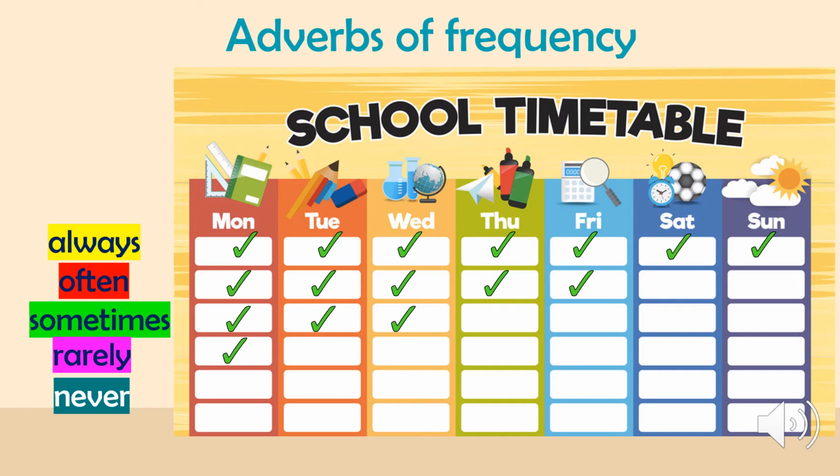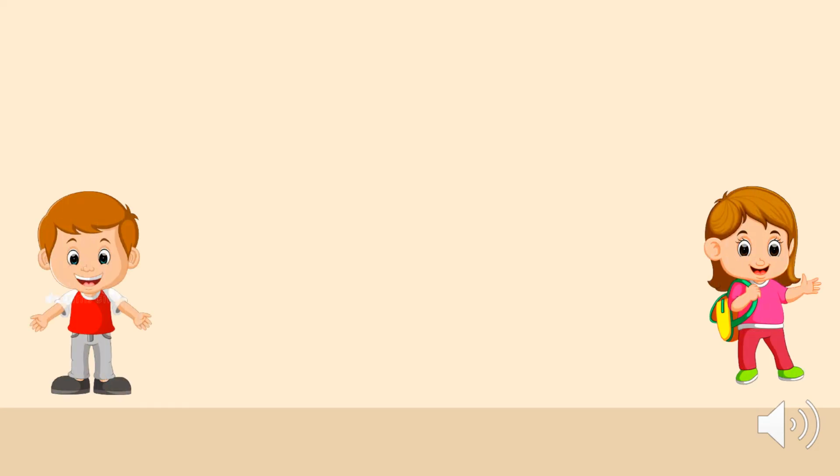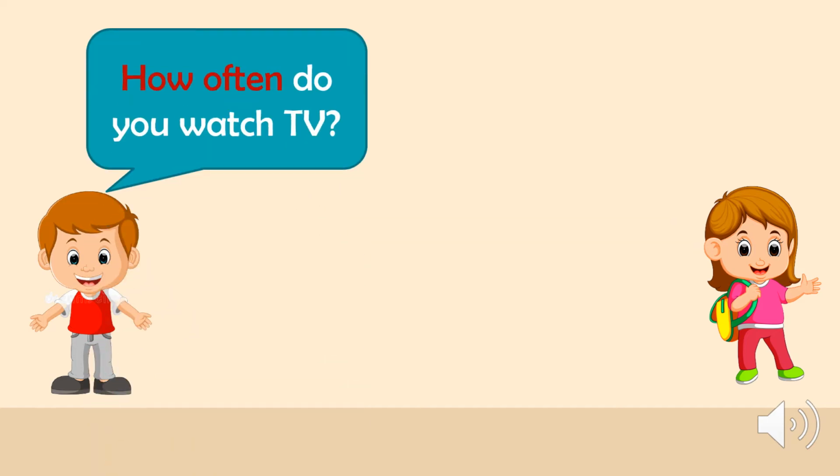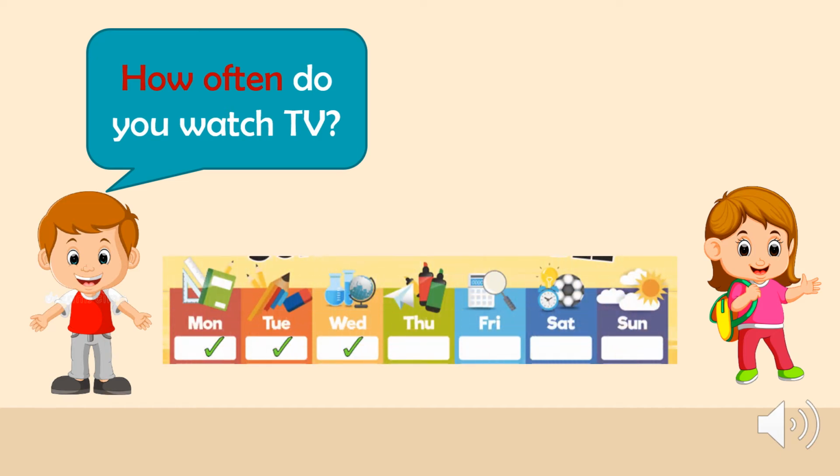Okay? Let's look at my example here. I have two friends, the boy and the girl. Okay, I need you to read the question out loud. Let's read after me. How often do you watch TV? Look, I watched TV 3 times a week. So which adverb of frequency do I use in this sentence? Always, often, sometimes, rarely, or never.